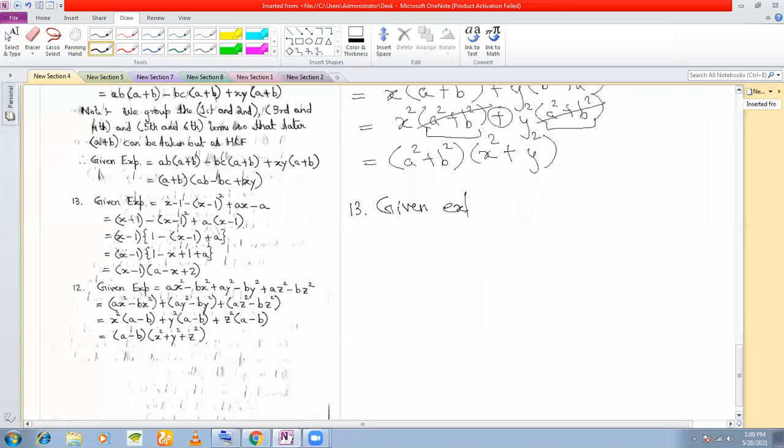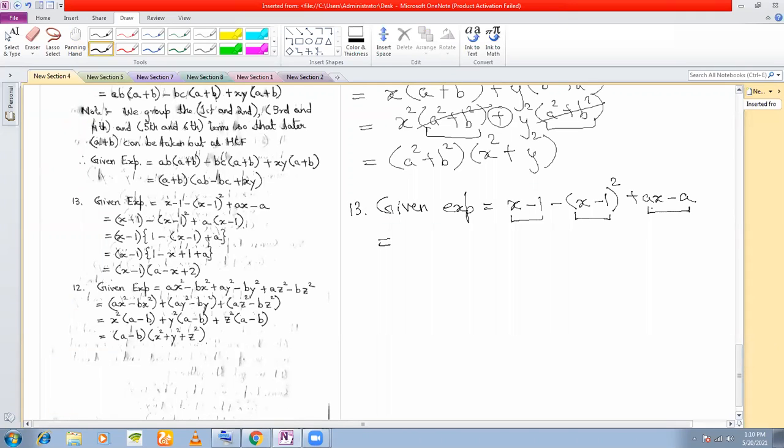Given expression: x minus 1 minus (x minus 1) whole square plus ax minus a. If you look at this expression very carefully, you see an x minus 1 here, and I have x minus 1 here also. And from these two terms, what is common between them?